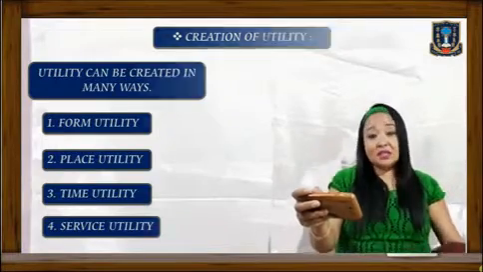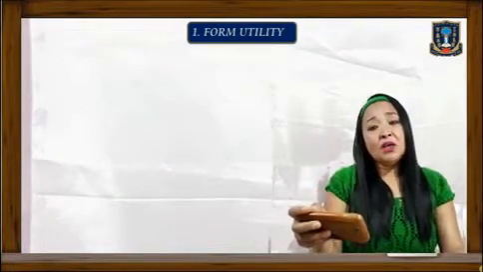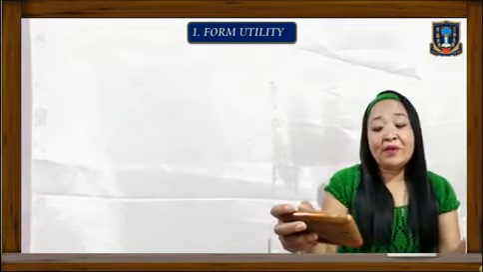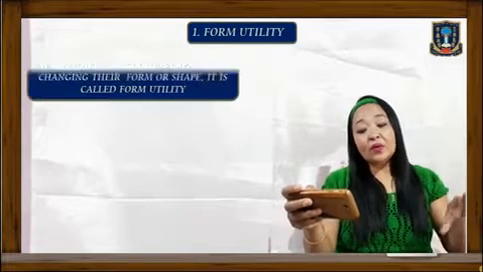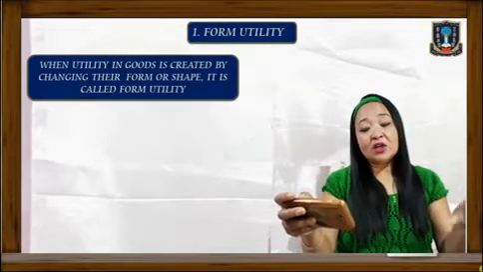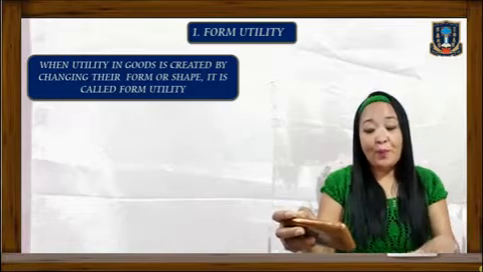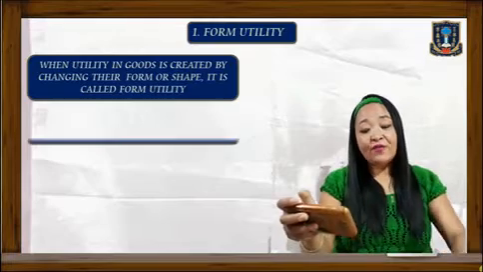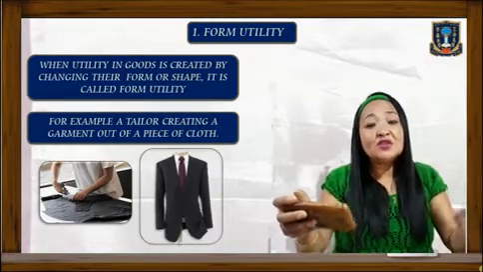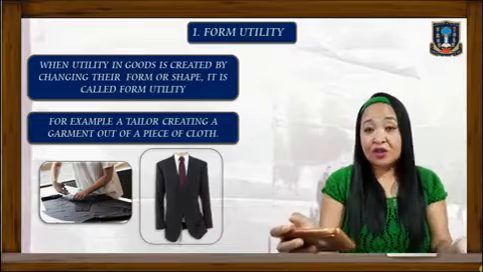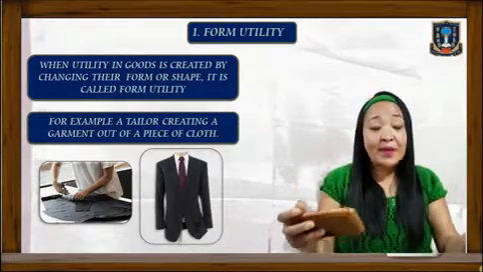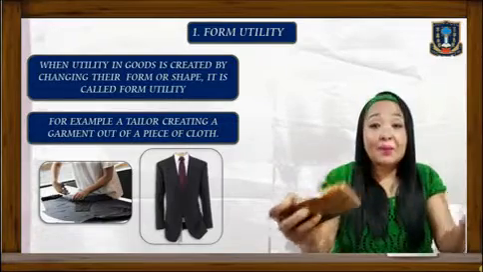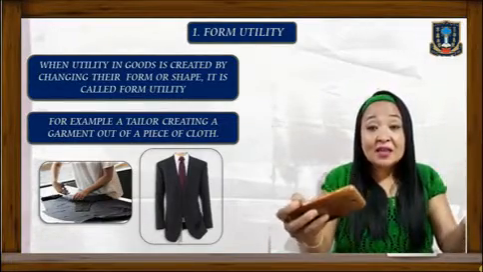All right. The first way of creating utility is what? Form utility. Okay. Now, what do you mean by form utility then? Well, when utility in a good is created by changing its form or shape, it is called what? Form utility. Okay. Like, for example, a tailor creating a garment out of a piece of cloth. All right. When a tailor converts a simple piece of cloth into a beautiful garment, then what happens? A utility is created.